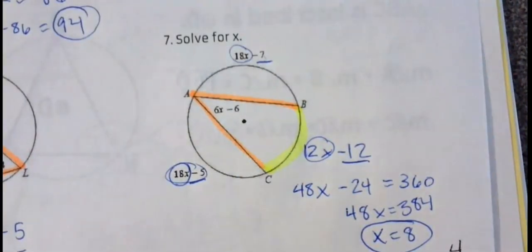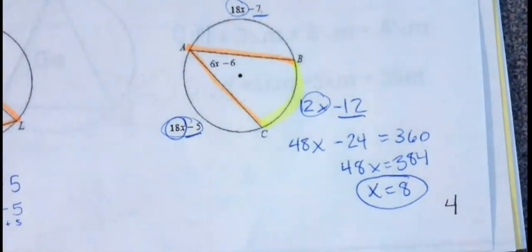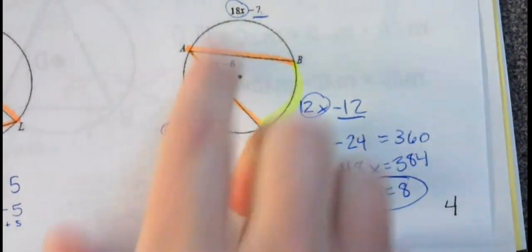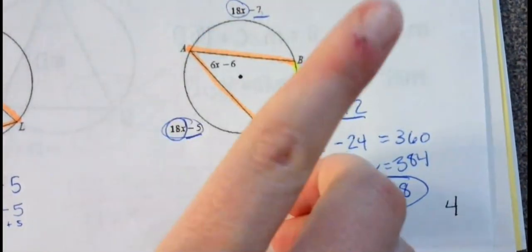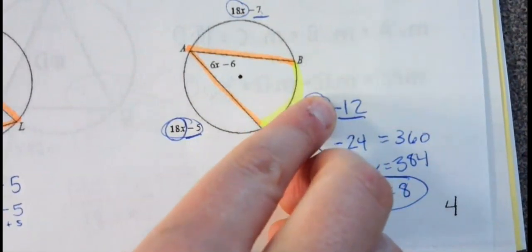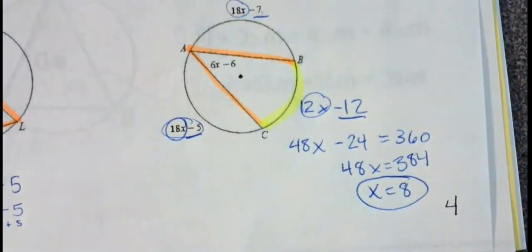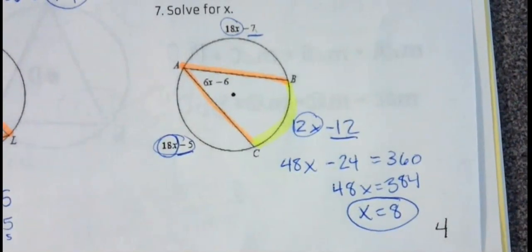But there are multiple ways to solve this. I guess theoretically you could have subtracted these two from 360 and put it right there, and then, yeah, that just seems really confusing. I think this is by far the easiest way to do it. Yeah.